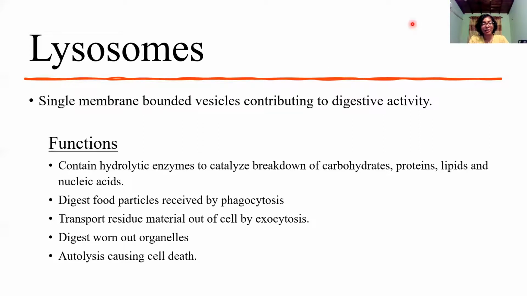Next we have lysosomes. As we all know, lysosomes are formed from what? Golgi apparatus. They are single membrane bounded vesicles contributing to digestive activity. As I said, they have digestive enzymes, so they can digest carbohydrates, proteins, lipids and nucleic acids. So they digest food particles received by phagocytosis.